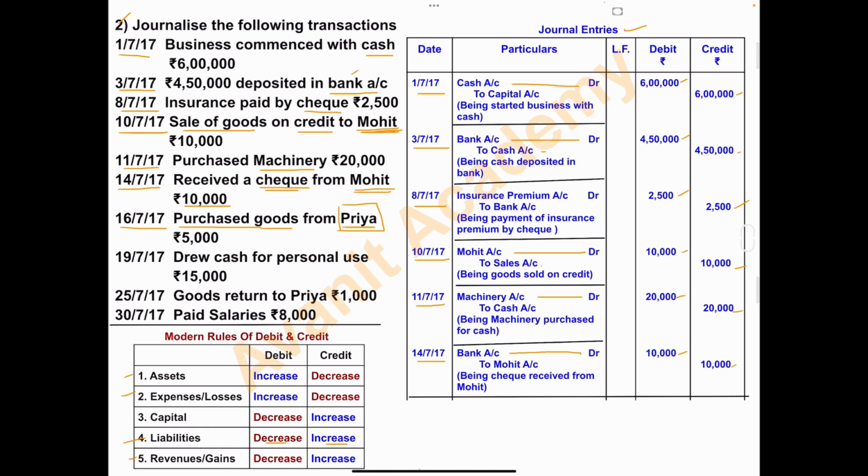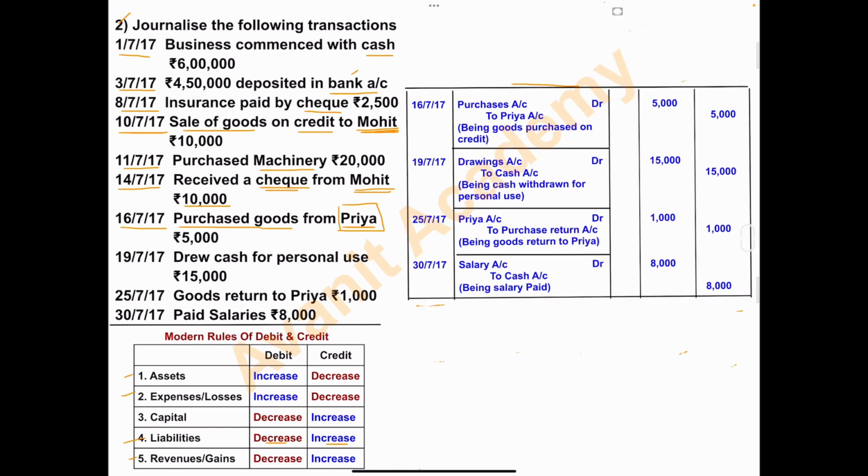So, in this transaction, Priya is a creditor and creditor is a liability. So, the liability of the business has increased and increase in liability is to be credited. So, Priya's account is to be credited. The entry will be purchases account debtor to Priya's account. So we'll pass the entry.